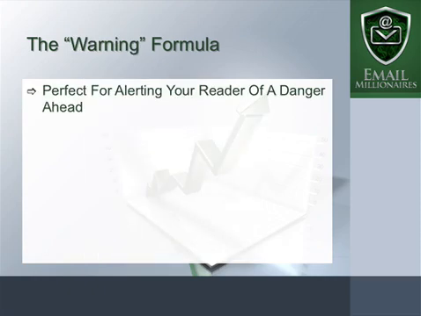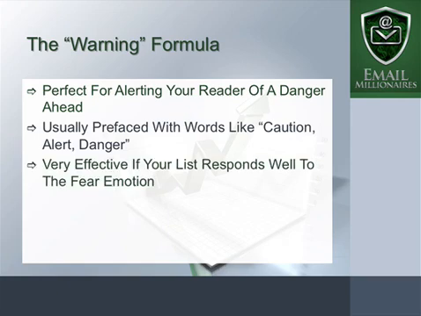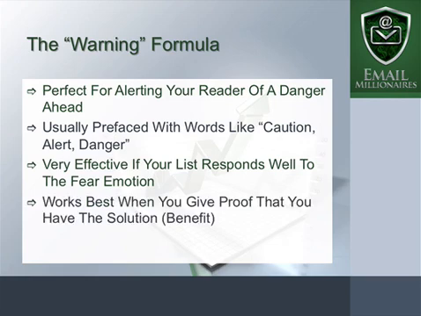The next formula is the warning formula. And this is perfect for when you want to alert your email reader of a danger ahead. You'll often see the words caution, alert, danger at the beginning instead of warning, but it's all along the same lines of the warning formula. This is particularly effective when your list responds well to the fear emotion. And there's a lot of products where the fear emotion is going to be a powerful emotion to get going in your prospect. Of course, this formula works a lot better when you give proof that you have the solution, which is going to be your benefit to the problem that you're warning your prospect about.